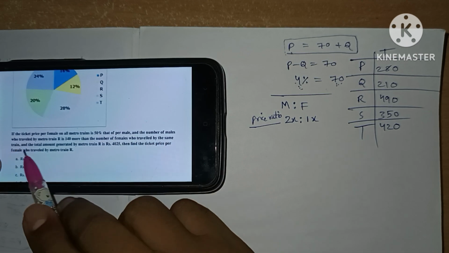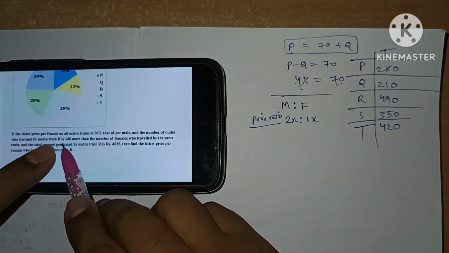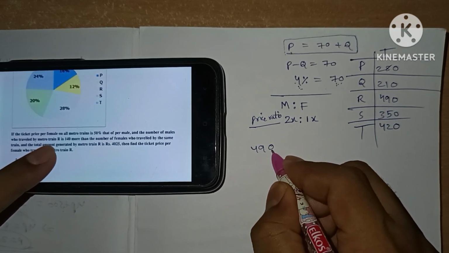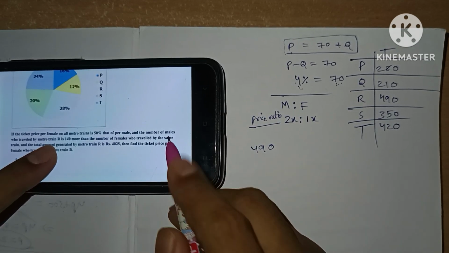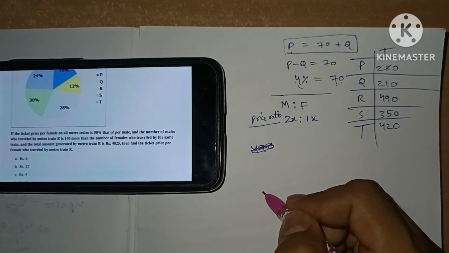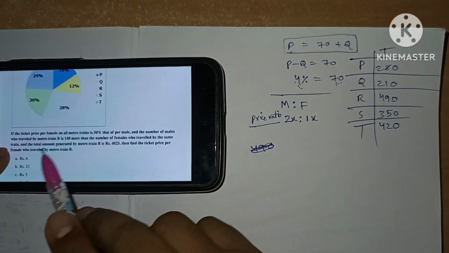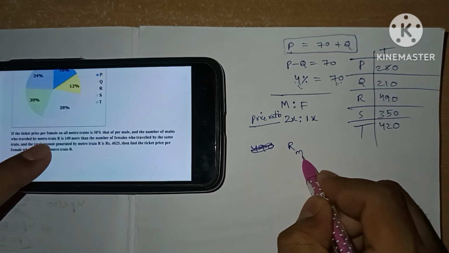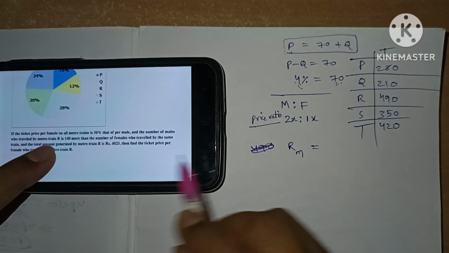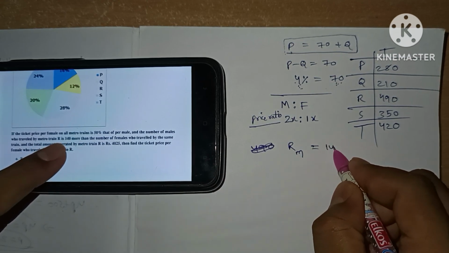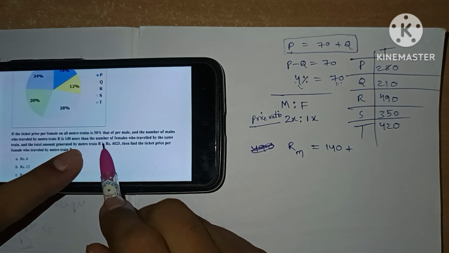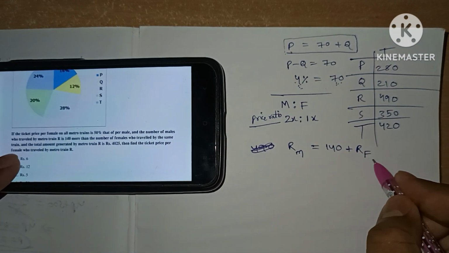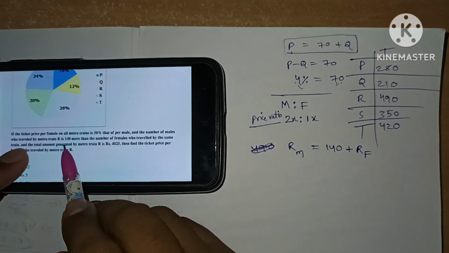Next one, the number of males who traveled by metro train R. Wait a second, it is talking about the number of males who traveled by metro train R. So in metro train R, the number of males traveling is 140 more than, 140 plus the number of females who traveled by the same train. This is the statement given here.